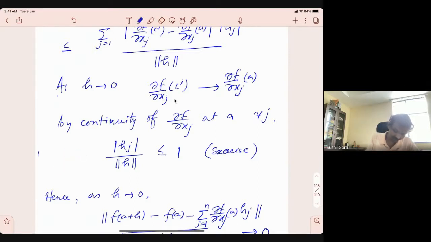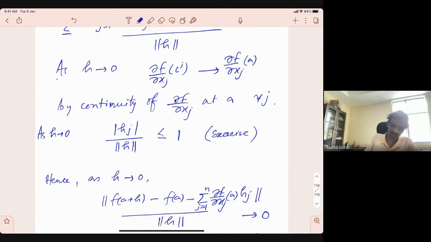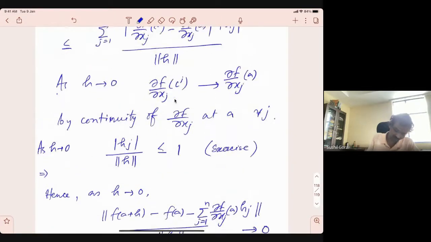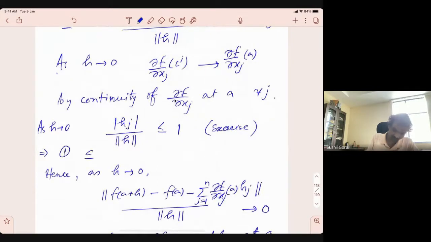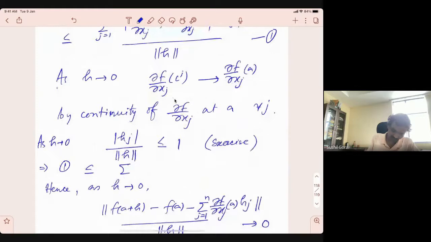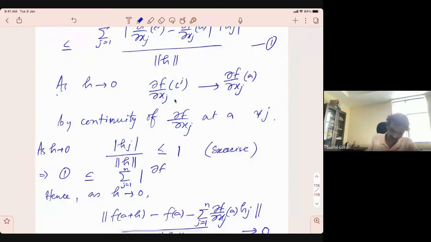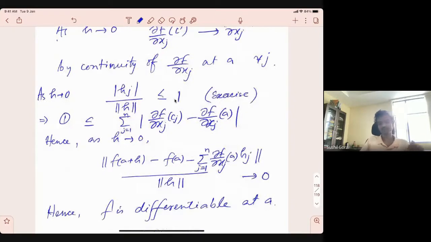So thanks for this. So as h tends to 0, this holds. So this implies actually this, let's say 1, is less or equal to summation j equal to 1 to n of modulus of del f by del xj at cj minus del f by del xj at a. Yeah, and which is going to 0. Yeah, any other question?